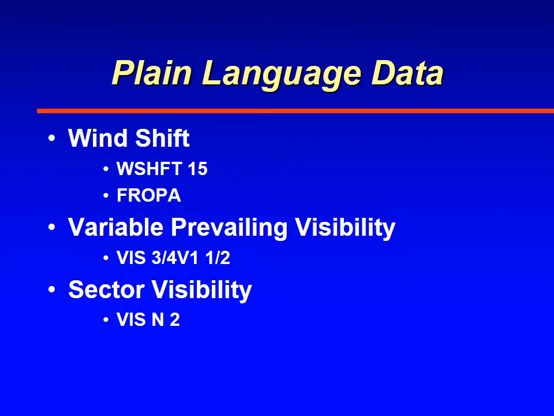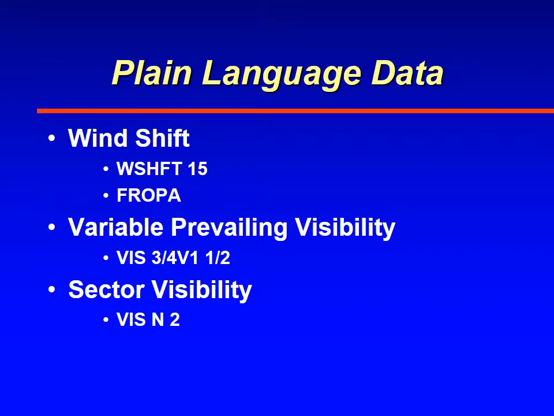Other things you'll see are wind shifts. These are helpful for meteorologists, helps us identify where there are fronts. In this case you see WSHFT, wind shift, happened 15 minutes after the hour. And then FROPA indicates frontal passage.